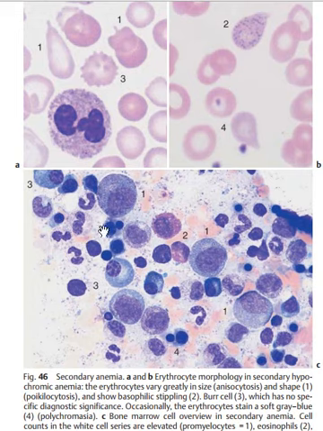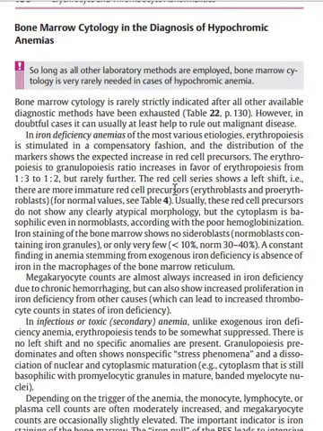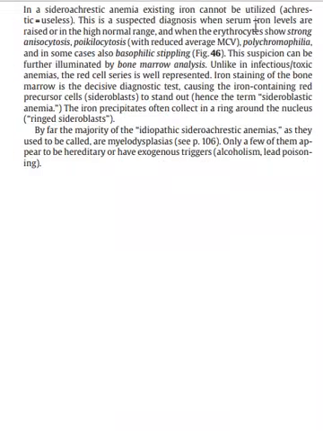Is it clear? Now the next image is the bone marrow. So how does the bone marrow appear in this case? In secondary anemia, the cell count in the white cell series is elevated. So you have more white blood cells than red blood cells in the bone marrow spectrum. Normally the red blood cells and white blood cells have a certain proportion, but here you see that there are more white blood cells than red blood cells. Is it clear?